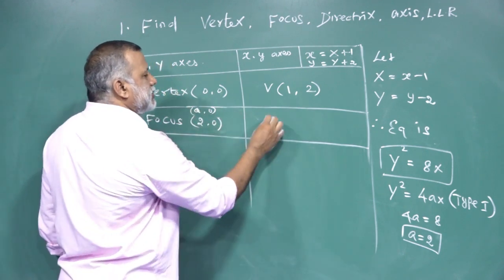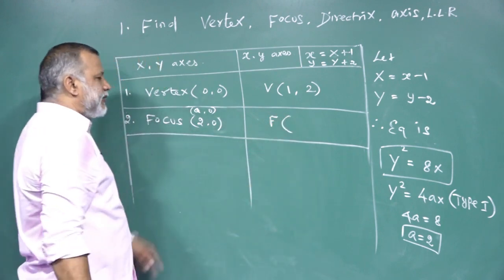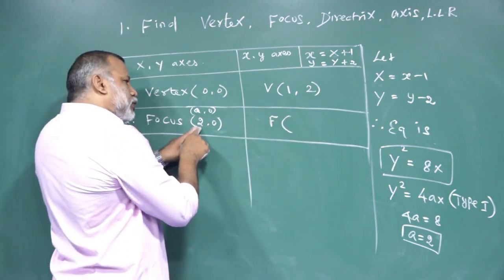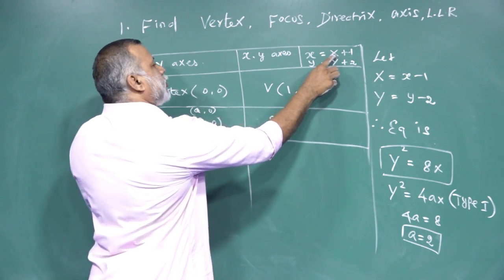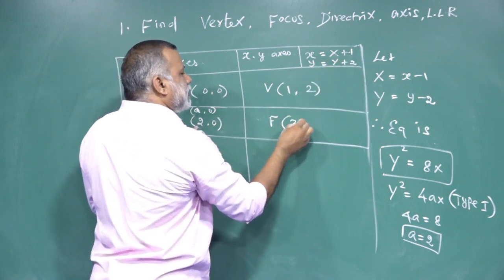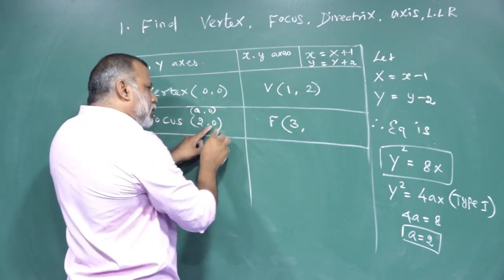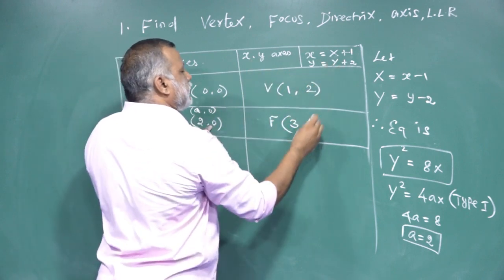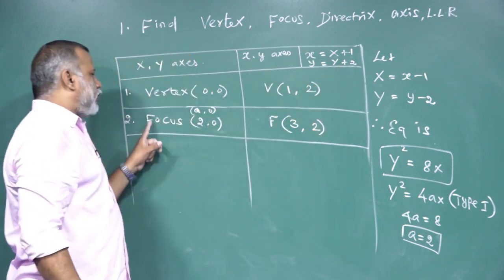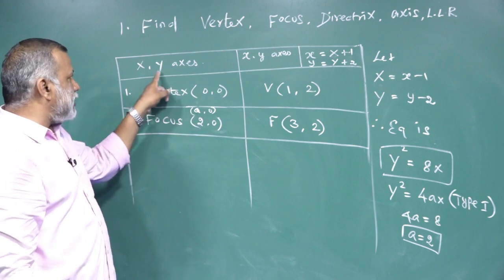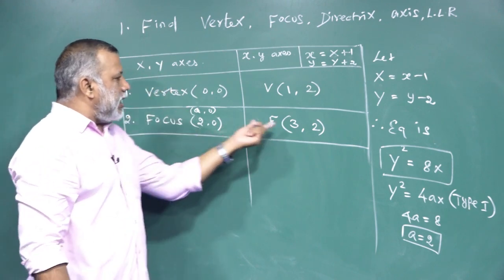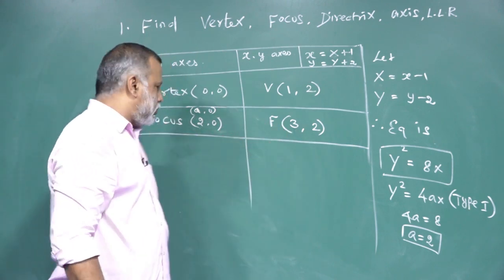Now the transformations. This 2 belongs to capital X. Therefore, 2 plus 1, we get 3. This 0 belongs to capital Y. 0 plus 2, we get 2. So the focus, which was 2, 0 with reference to capital X, capital Y axes, is now converted to 3, 2.